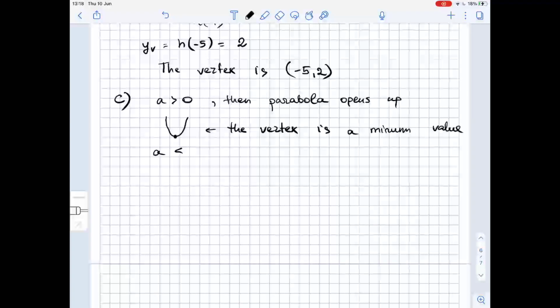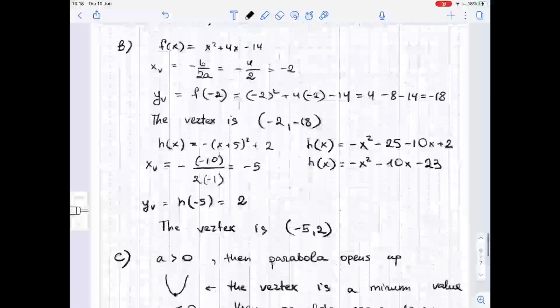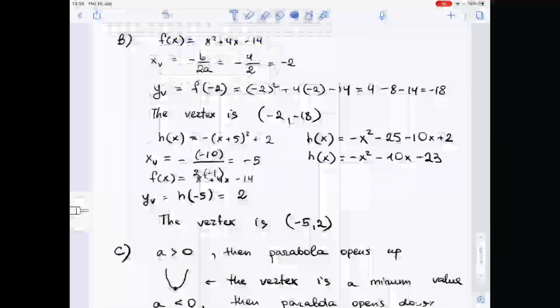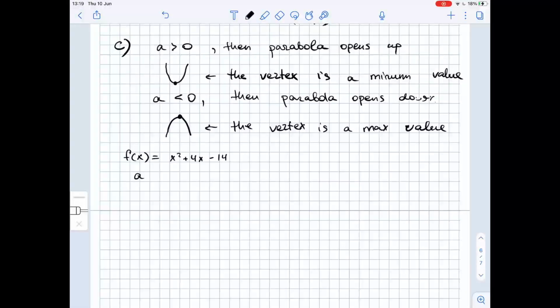But if a is less than 0, then our parabola opens down. So it basically looks like this, and its vertex is right here, and we can see that it's the maximum value. So here the vertex is the maximum value. So that means that, for example, for f of x, again, let's copy paste it. For f of x, the coefficient in front of x squared is 1, so a equals 1. That means that a is positive, and that means that the vertex is a minimum value.